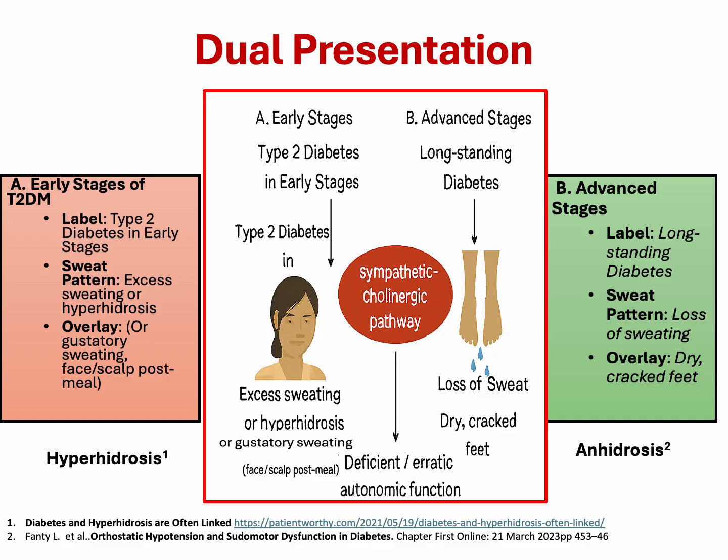As you can see in this slide, pseudomotor dysfunction in type 2 DM shows a dual pattern. Early on, patients may experience excess sweating, including gustatory sweating on the face or scalp after meals. In advanced stages, on your right, it shifts to reduced or absent sweating, especially in the feet, leading to dry, cracked skin and increased risk of ulcers.